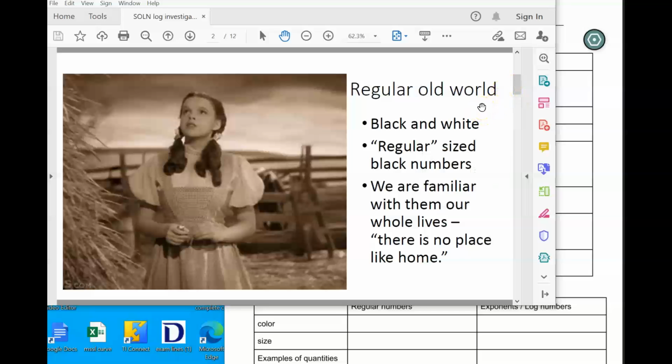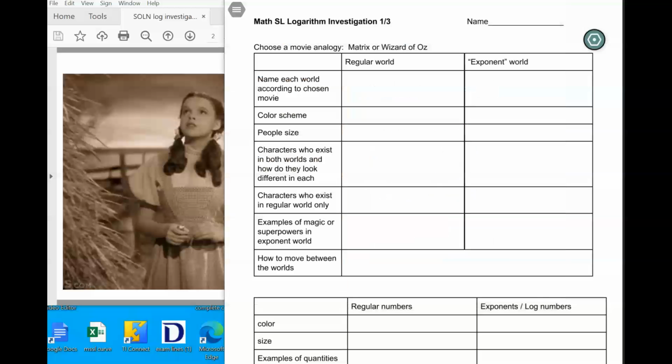In the Wizard of Log, Dorothy lives in the regular old world. It turns out that the state in America where she lives, Kansas, is actually my home state also. It's not black and white there, but in the movie it is, okay? And let me go ahead and write some notes here. You can write these same notes in your note sheet.